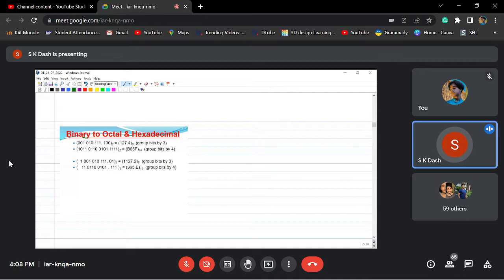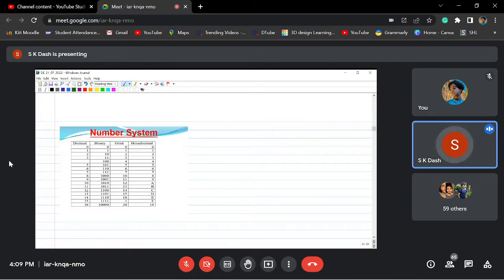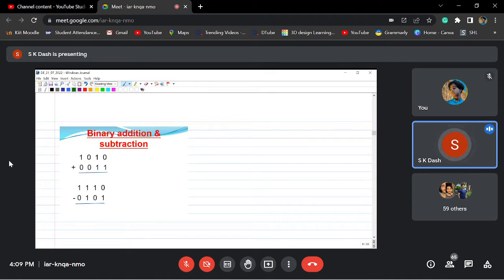To convert binary into octal, we need to form groups of 3. To convert binary into hexadecimal, we need to form groups of 4 bits. Then we saw the binary equivalent of 0 to 15. At least you should remember the binary equivalent of 0 to 15. So we have done this much in the last class.